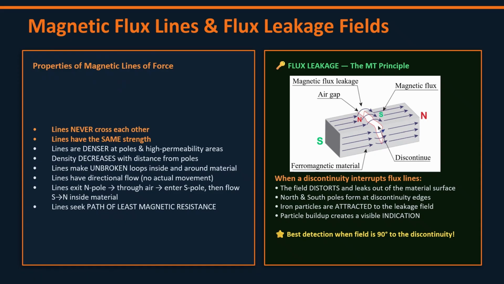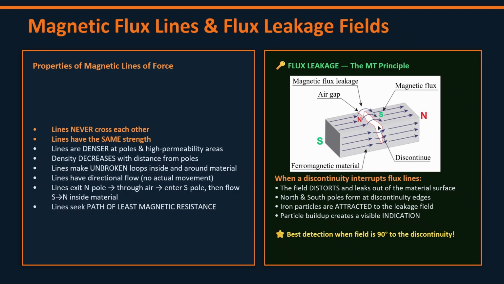Now we can connect the domain behavior to the actual MT indication. Magnetic flux can be represented by lines of force. These lines form continuous paths through and around the magnetic circuit, and they become denser where the magnetic field is stronger. A sound, uniformly magnetized section provides a relatively continuous magnetic path. Introduce a crack, seam, or other discontinuity and the magnetic path is disturbed.